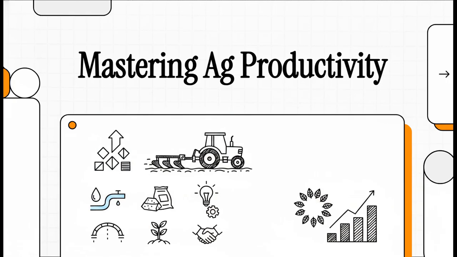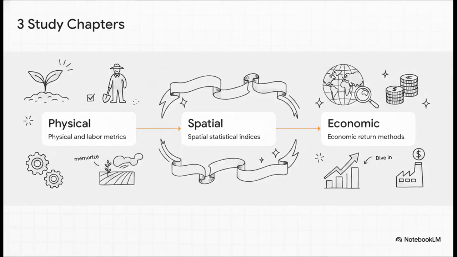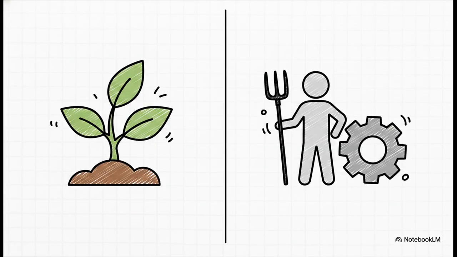Hey guys, let's completely crush your geography exam by mastering the 10 agricultural productivity methods. We're chunking this into 3 parts: physical and labor metrics, spatial statistical indices, and economic returns. All right, Chapter 1, Physical and Labor Metrics.